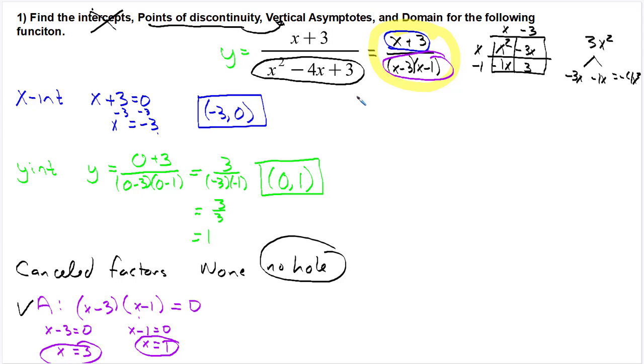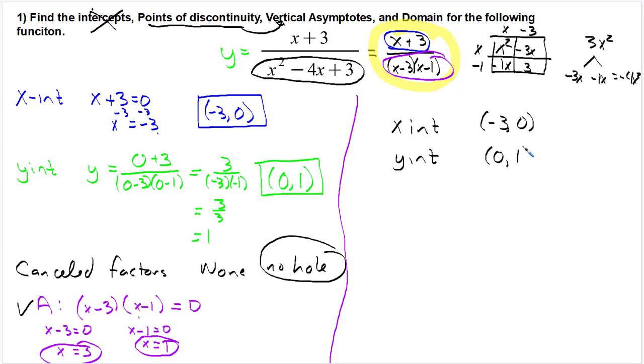And so to summarize and see what everything fills in from this, my x-intercept was at negative 3, 0. My y-intercept was at 0, 1. My vertical asymptotes were at x equals 3 and x equals 1. And it doesn't matter which one you put first. And then I didn't have any holes, so I don't have anything on that.